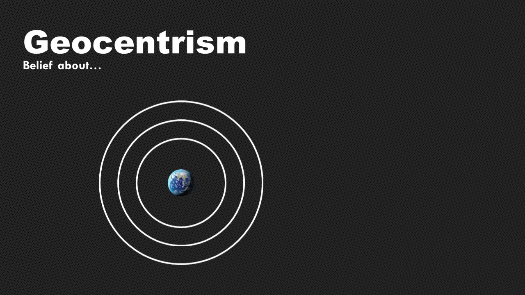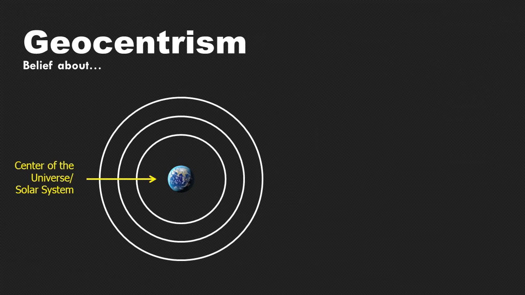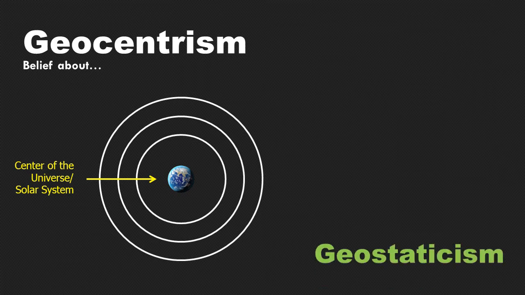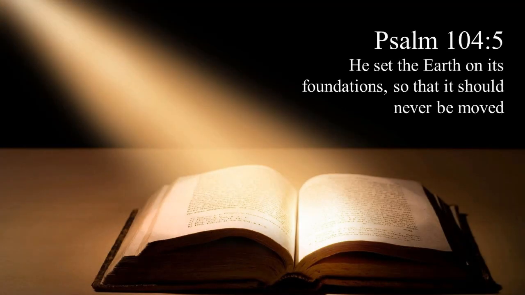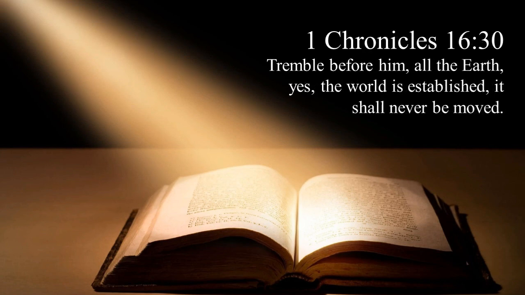Geocentrism is the belief that the Earth is the center of the universe, and also the center of the solar system, and geostaticism is the Earth being stationary, which is similar to the concepts of the geocentric model. It was supported by Bible verses that say our world must not be moved. Examples of Bible verses about geocentrism and geostaticism: Psalm, chapter 104, verse 5: He set the earth on its foundations, so that it should never be moved. 1 Chronicles, chapter 16, verse 30: Tremble before him, all the earth; yes, the world is established, it shall never be moved.